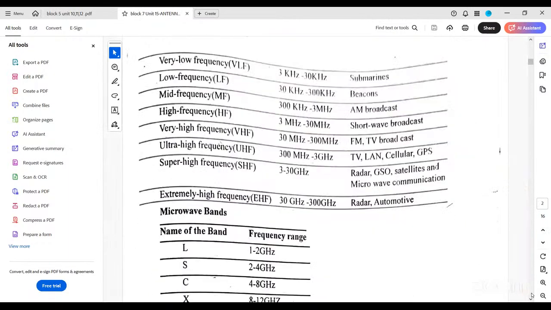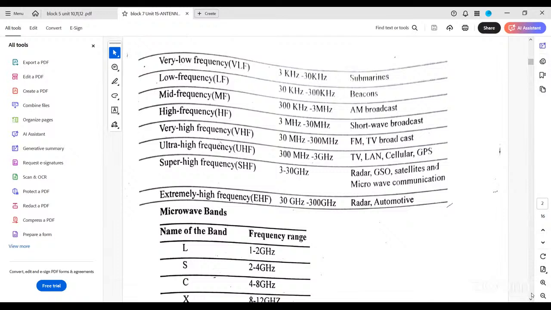Next, very low frequency, from 3 kilohertz to 30 kilohertz. Low frequency, 30 kilohertz to 300 kilohertz. Mid frequency, 300 kilohertz to 3 megahertz. Next, 3 megahertz to 30 megahertz, 30 megahertz to 300, 300 megahertz to 3 gigahertz, then 3 to 30 gigahertz.